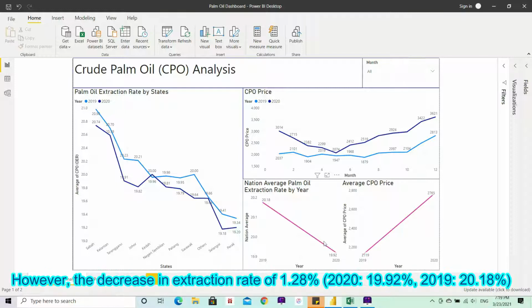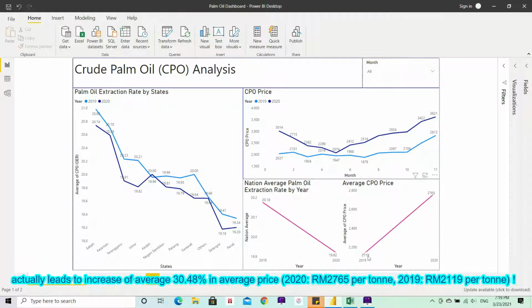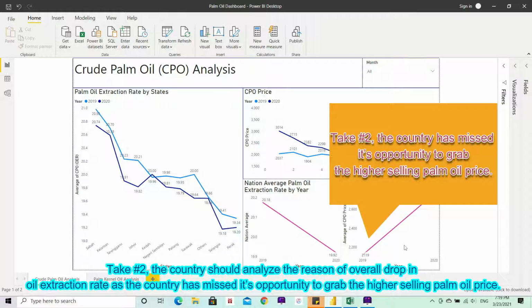However, the decrease in extraction rate of 1.28% actually leads to the increase of 30.48% in average price. So take number two. The country should analyze the reason of overall drop in oil extraction rate, as the country has missed its opportunity to grab the highest selling palm oil price.